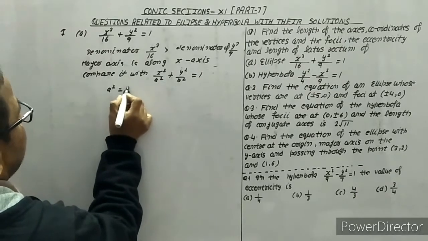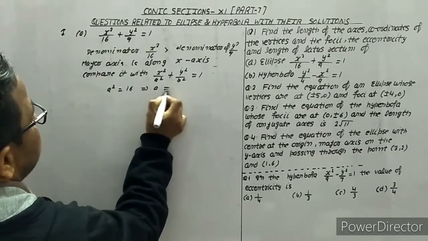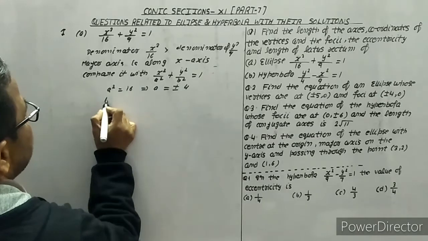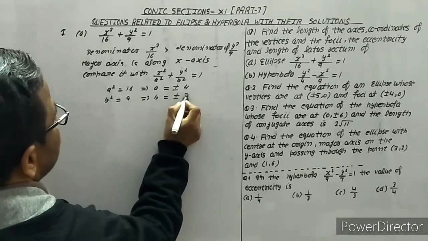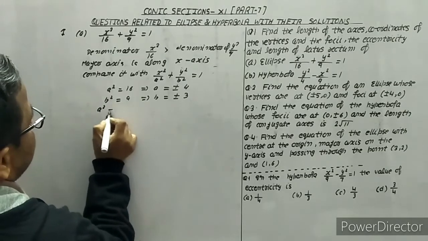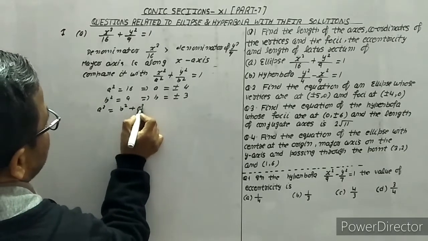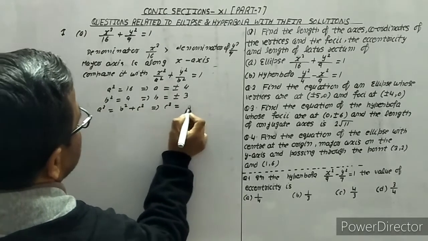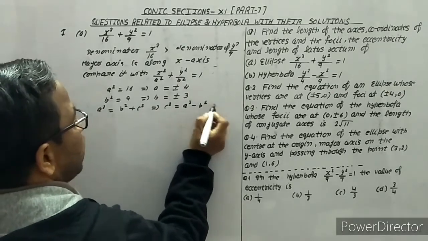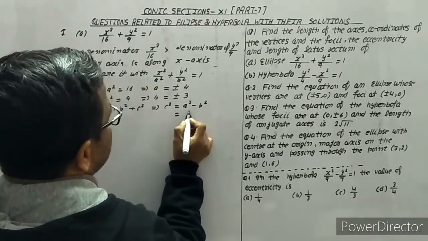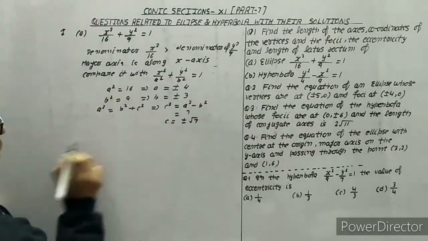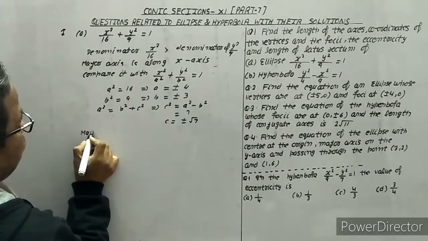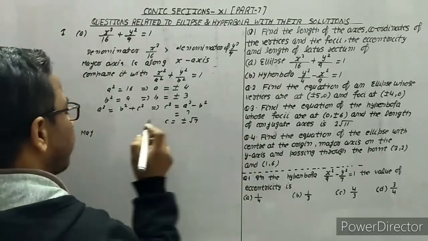But we are getting a square is equal to 16. It implies that a is equal to plus minus 4. b square is equal to 9. It implies that b is equal to plus minus 3. As we know that a square is equal to b square plus c square, it implies that c square is equal to a square minus b square. It means this is 7. Therefore, c is equal to plus minus root 7. On the basis of this, we will calculate the result one by one.